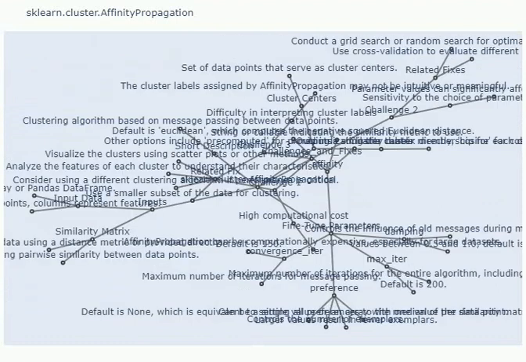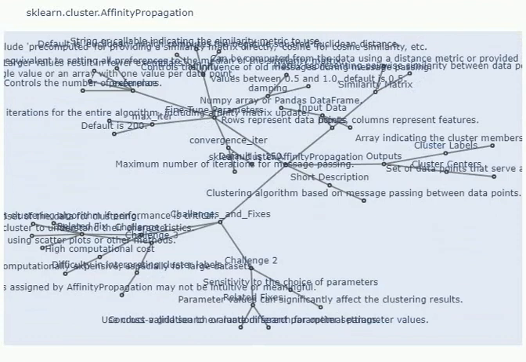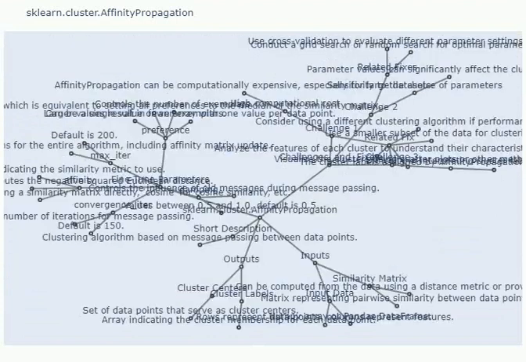convergence_iter: the maximum number of iterations for message passing. Default is 150. max_iter: the maximum number of iterations for the entire algorithm, including affinity matrix update. Default is 200. Affinity: a string or callable indicating the similarity metric to use.